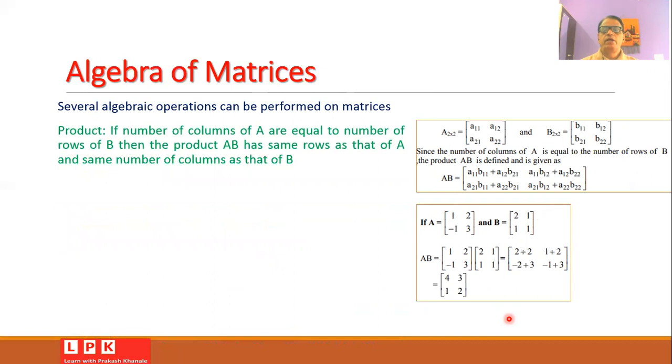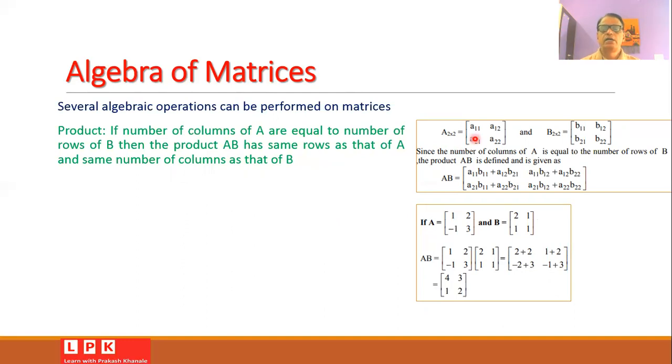It is also possible that we can perform the multiplication of two matrices, or we can take the product of the two matrices. But the condition is that the number of columns of the matrix A must be equal to the number of rows of the matrix B, and then we can perform the product A into B, and it will have the same number of rows as A and the same number of columns as B.